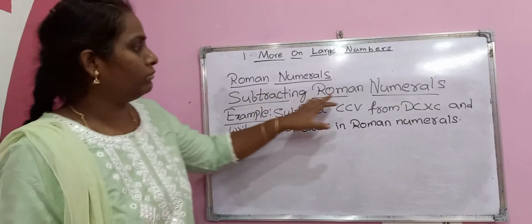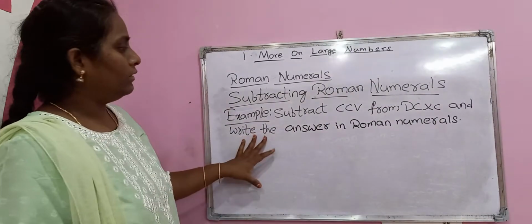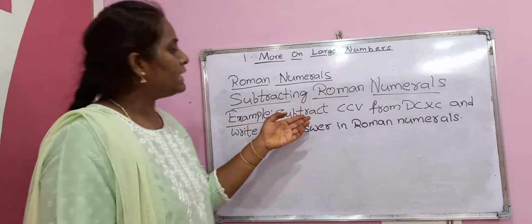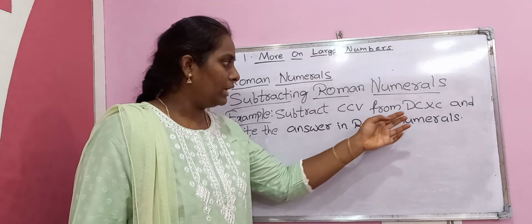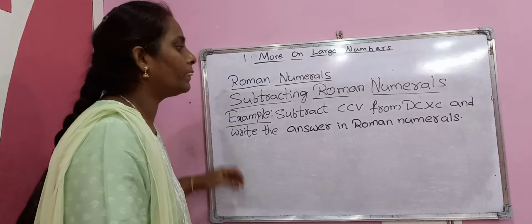Now subtracting Roman numerals. We'll take example. Subtract CCV from DCXC. Okay.